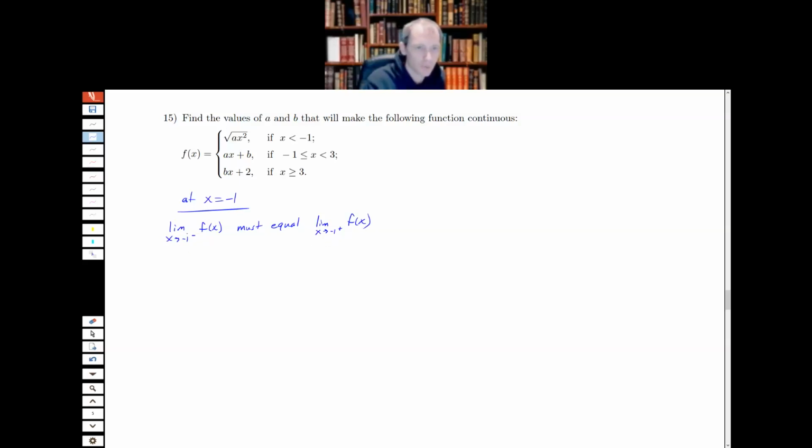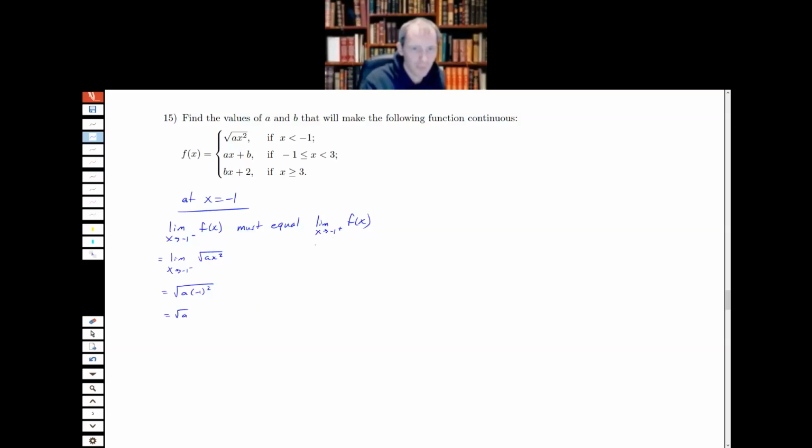Okay, so for the limit as x approaches -1 from the left, my x values are all less than -1, so my function is going to use the formula square root of ax squared. And then I'm going to evaluate this limit using direct substitution. -1 squared is 1, so this is just the square root of a.